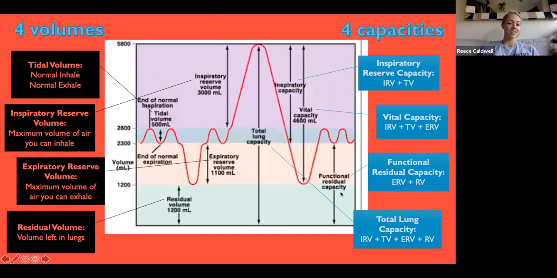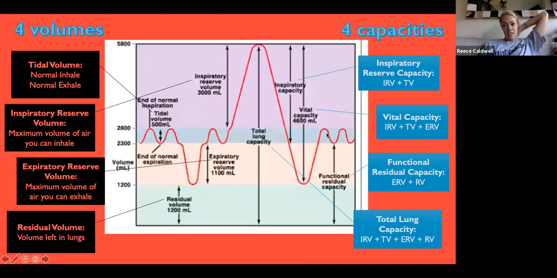So vital capacity, think vital, voluntary. That's what we can move in and out. Total, it contains that residual. Inspiratory capacity is looking at the inspiratory reserve volume plus the tidal volume, so just the amount of air that we can voluntarily inhale. And functional residual capacity is looking at the amount of air that should be left in our lungs whenever we're just quiet breathing or normally breathing.